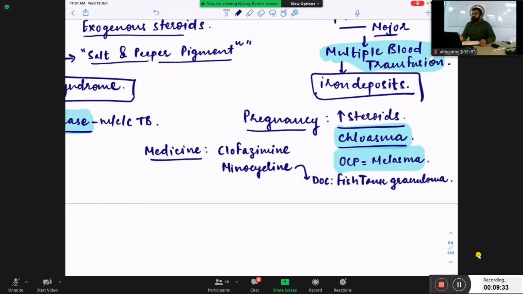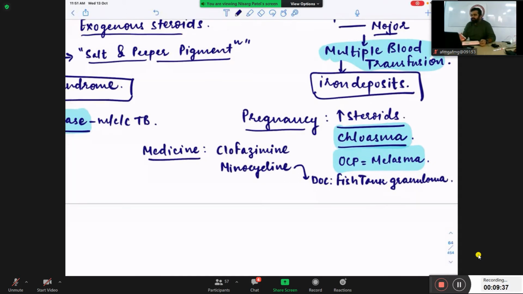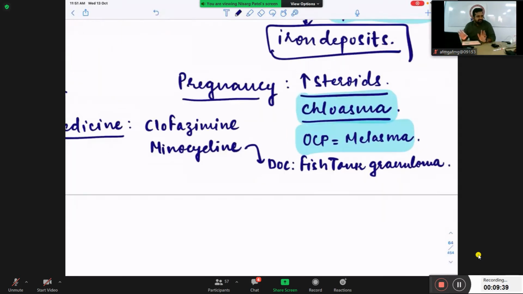Okay. So try to memorize these notes here, only because now you have only 50 days. So try to speak up, try to revise. Minocycline is a drug of choice for fish tank granuloma. It can be used in acne also.